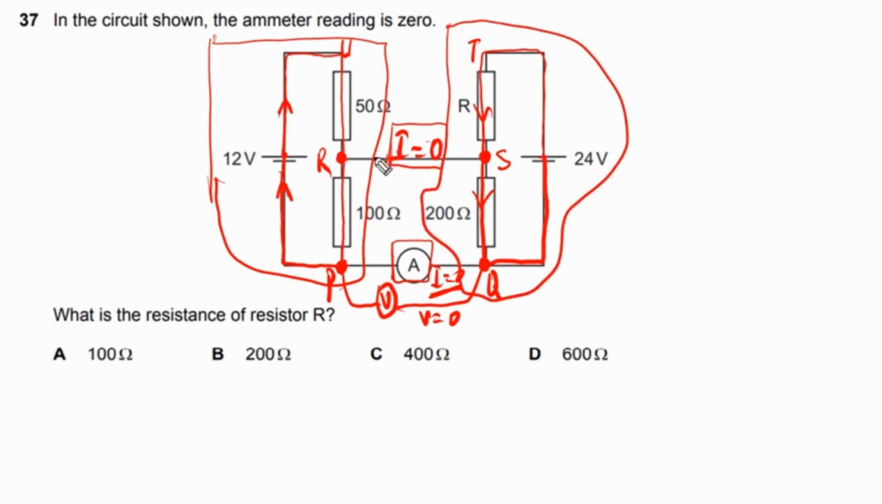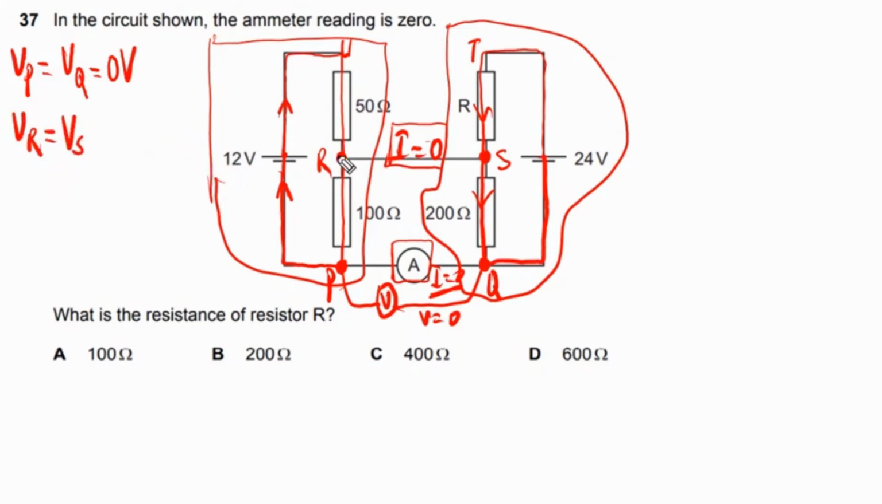Now, what is common between these two circuits? If we look at point P and point Q, this is point Q and this is point P, the potential at these 2 points is the same. We can simply write down Vp is equal to Vq, and these 2 points are at zero potential. We can simply say it is equal to 0 volt. Now, the potential at point R is also equal to the potential at point S. We can simply say VR is equal to Vs.